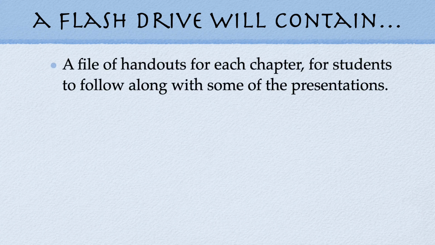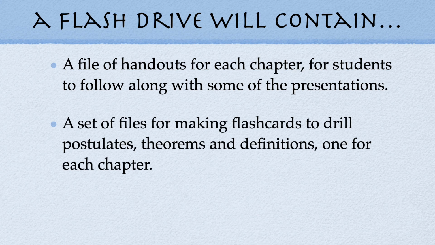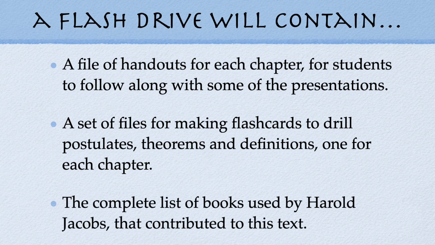The flash drive also comes with a file of handouts for each chapter for students to follow along with some of the presentations. It comes with a set of files for making flashcards to drill postulates, theorems, and definitions. One file for each chapter. It comes with a complete list of books used by Harold Jacobs that contributed to this text. Outside of the material on this flash drive, you will need only your own copy of the text and the teacher's guide from Master Books with the test bank.